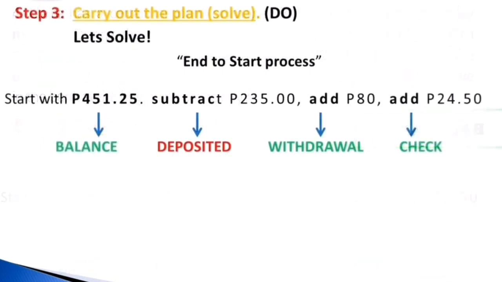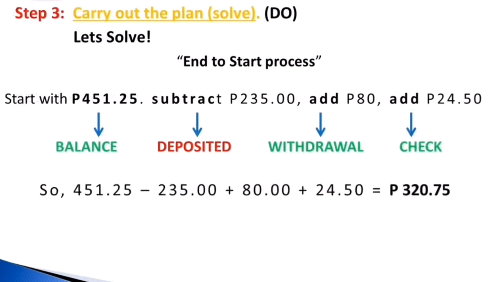Okay, so let us have now the third step, carry out the plan. The keyword is do. So simply follow the sequence: bring down 451.25, subtract means minus, add means plus, and of course, add it. So if we simplify it using our calculator or our notes for the manual computation, we will arrive at 320.75 pesos.